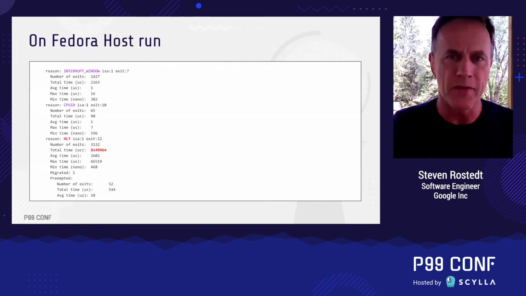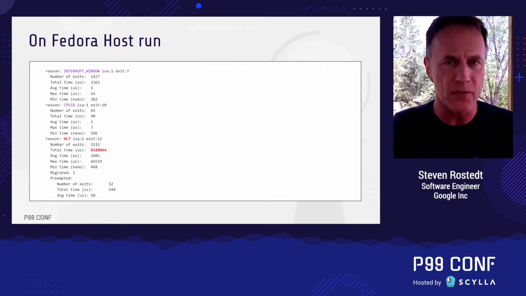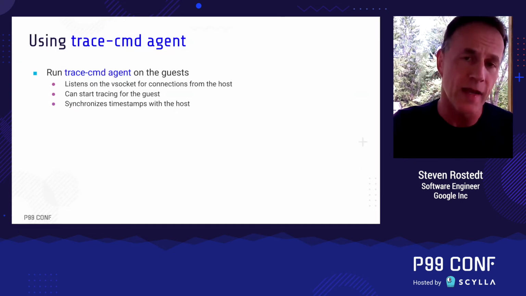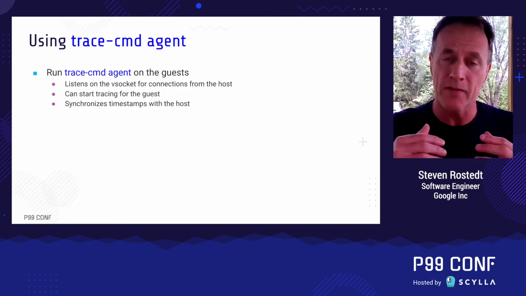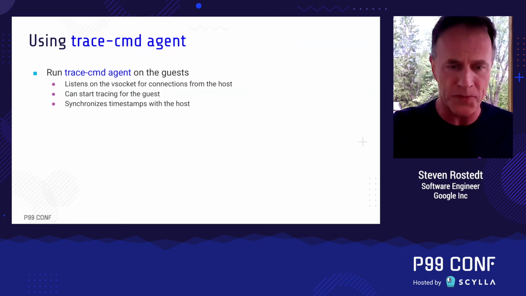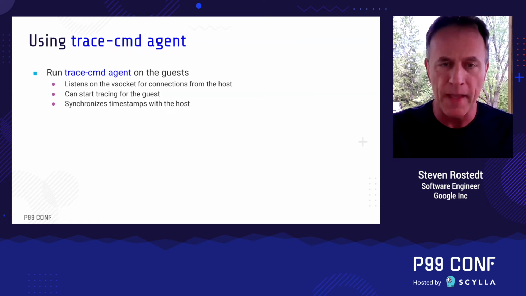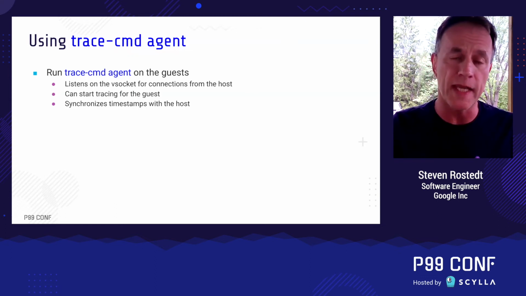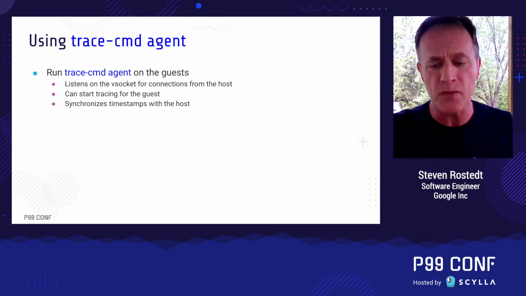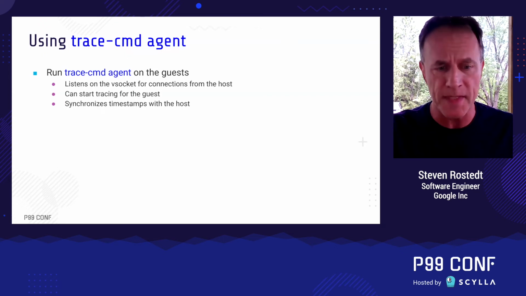So another thing you can do is use trace-cmd agent. Trace-cmd agent can be run on the guest, and this allows you to connect the guest to the host, synchronize the events, and trace the guest as well as the host. The way it does that is it creates what's called a virtual socket, or vsocket. Vsockets are sockets that are defined for each guest. This way we can start tracing on the guests and synchronize timestamps.